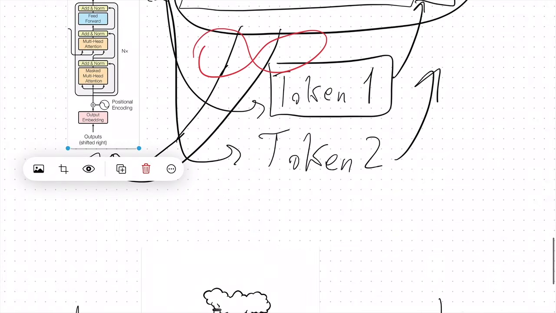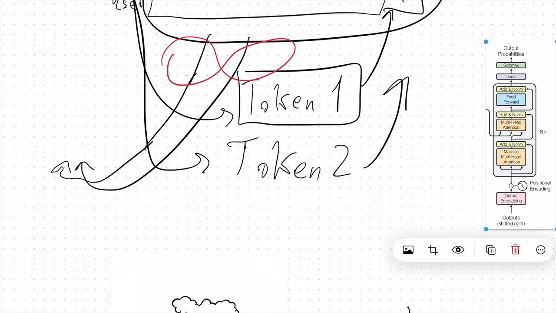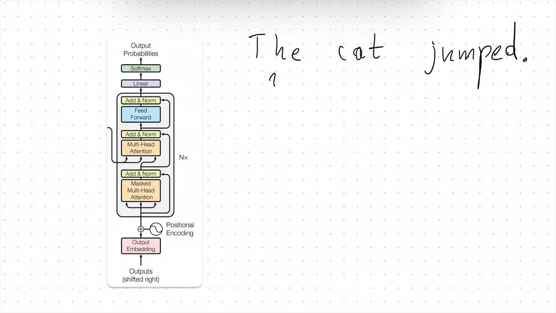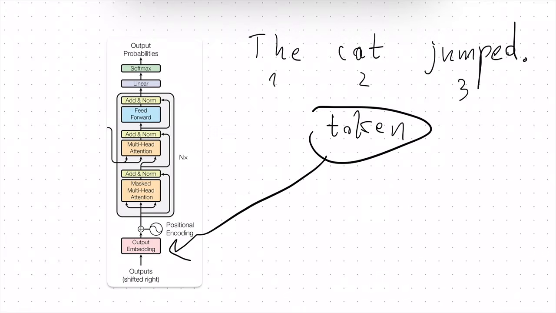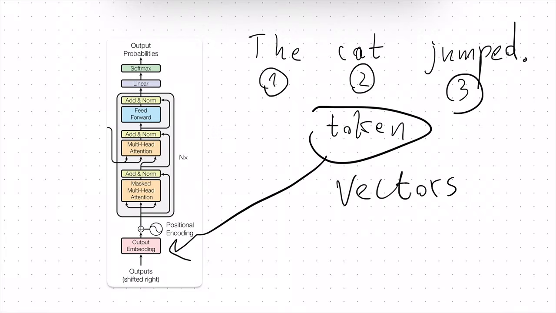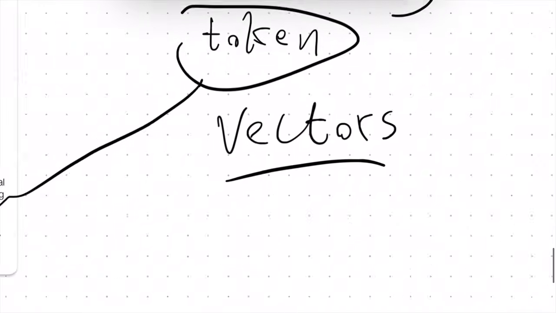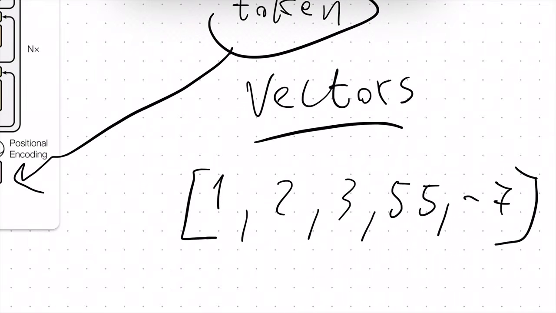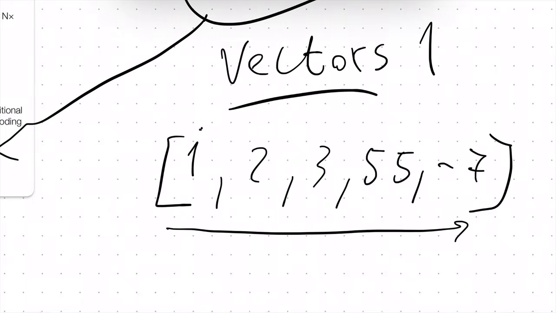Knowing that, let's grab our transformer and break down how each mechanism works. If we have the sentence, "The cat jumped," we will feed that into the embedding layer. We will take our token IDs and convert them into vectors. If you don't know what a vector is, it's basically a list of numbers. This list of 5 numbers is a vector with 5 dimensions.